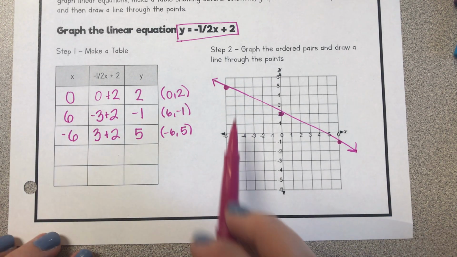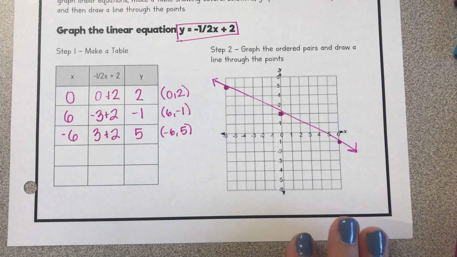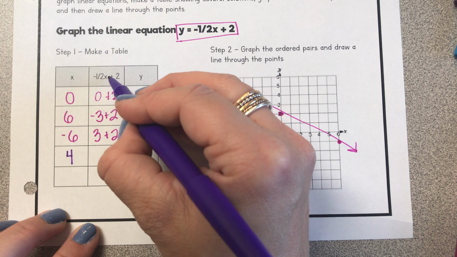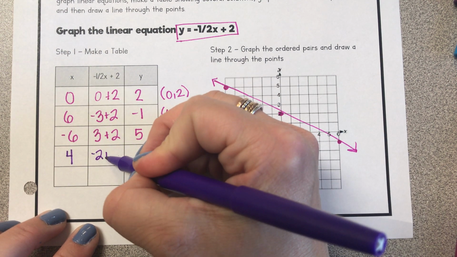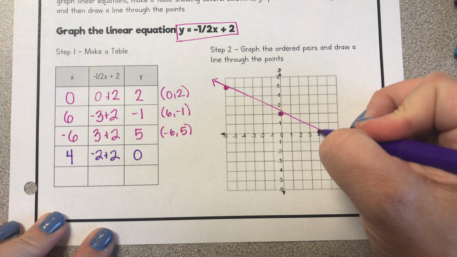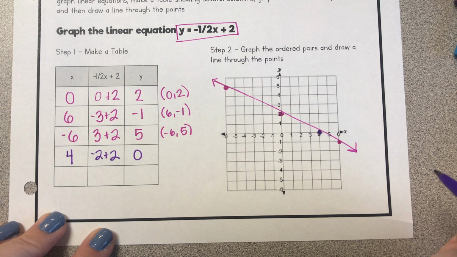Okay, so we're connecting these with a line, and what I want to show you is that it doesn't matter what values you pick for x, everyone's going to get the same line. Let's say I picked positive 4. Negative 1/2 times positive 4 is negative 2. Negative 2 plus 2 is 0. So when I plugged in a 4, I got 0. And if I'd drawn that with a ruler, it would have been right on my line.